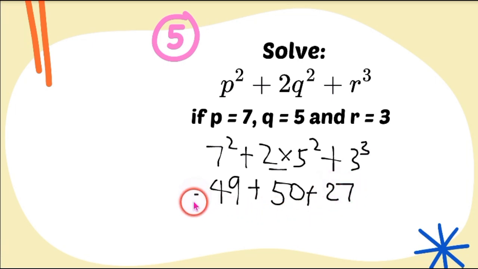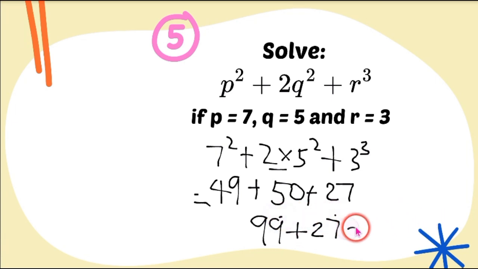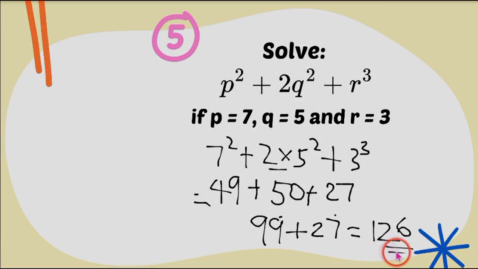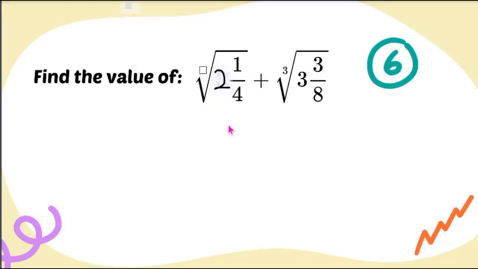Okay, so adding this all together will give me 49 plus 50, sorry, that would be 99, and 99 plus 27. 7 and 9 gives 16. Write down 6 and keep 1, and then 9 plus 2 is 11, plus that 1 is 12, so 126. Final answer.